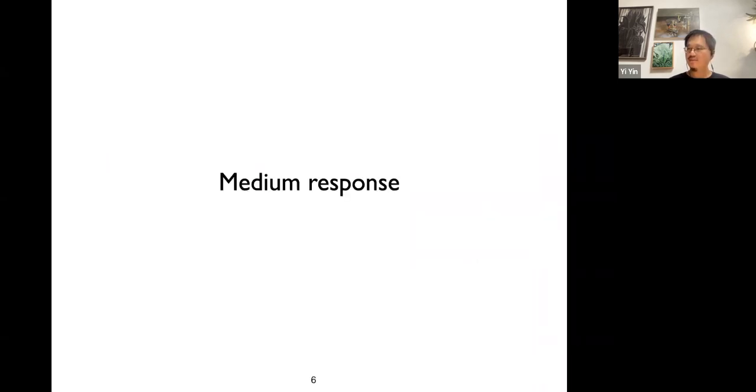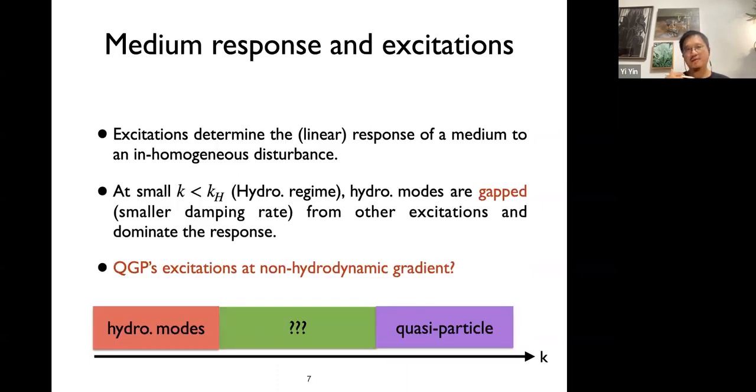Okay, so let me now begin by discussing the medium response. Physically, we could imagine we have a system which is in equilibrium. We can create some inhomogeneous disturbance, with some sources which depend on the gradients. So let us work in the linearized regime. In this case, it is clearly the excitations of the medium that will determine the response of the medium to such a disturbance. And in general, there are many, many excitations which would contribute.